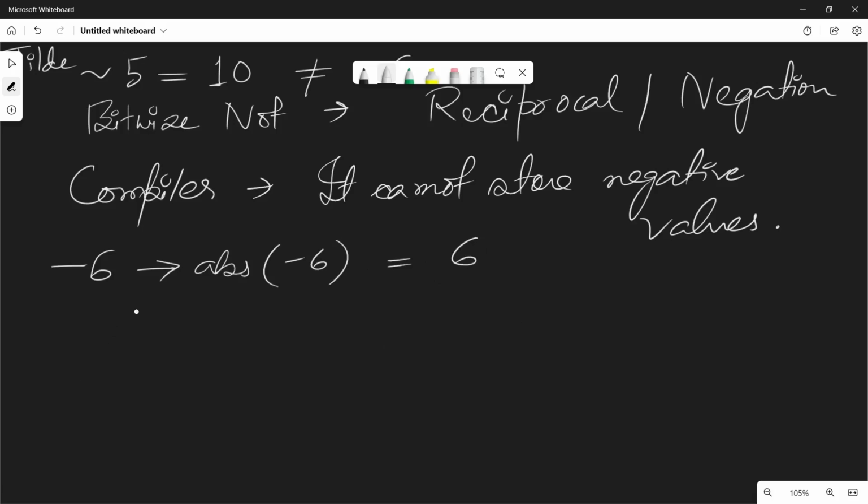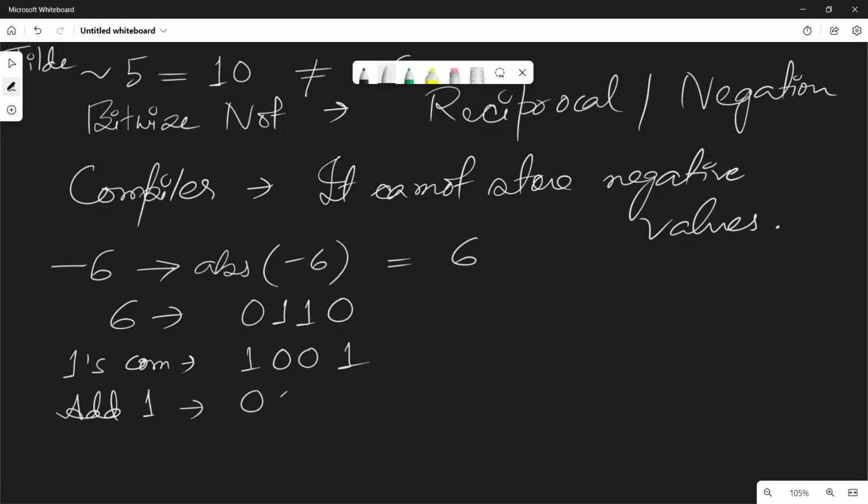Now let us convert 6 to binary. So this will become 0 1 1 0, right? Now what we do, we take the ones complement. That means just the reverse: 0 becomes 1, 1 becomes 0. And then we add 1.